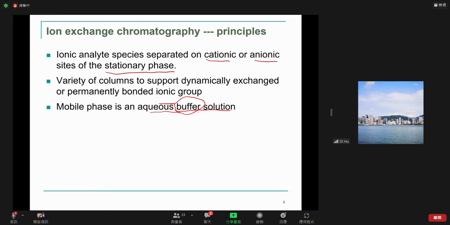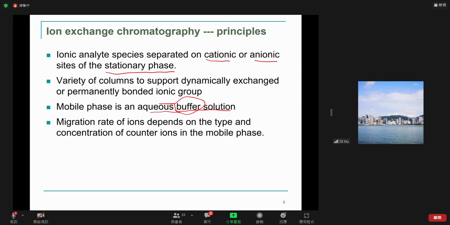Why buffer? Because the pH actually plays a very important role, right? In ion chromatography, they use a buffer solution because you want a constant pH over a range of the mobile phase concentration. And then the migration rate of ions depends on the type and concentration of the counter ions in the mobile phase. Okay, so that means how this one can be eluted. We'll talk about that.